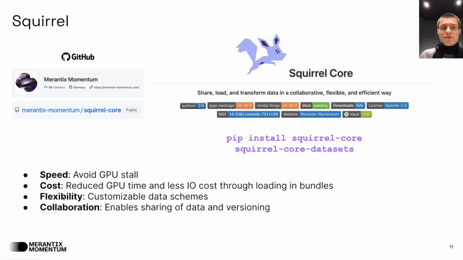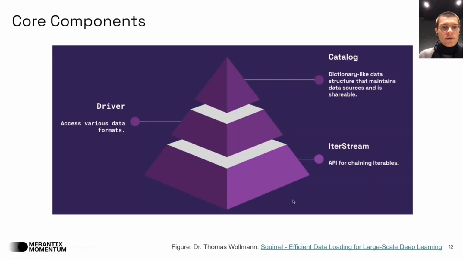And there's also great flexibility that comes with Squirrel. So we can customize the data schemes, which I will showcase in a second. So you can really tailor it to your data. And it also enables great collaboration and data versioning. So these are the 4 key USPs, I would say.